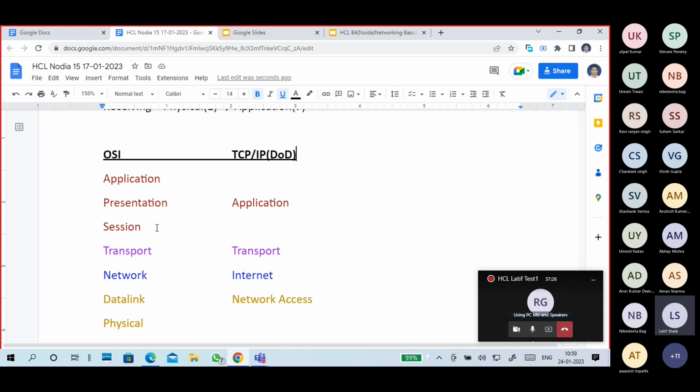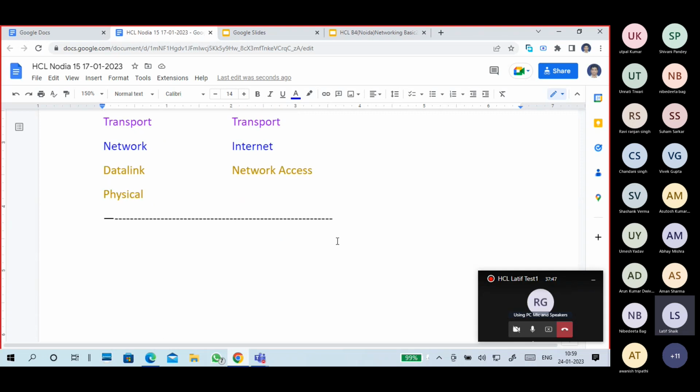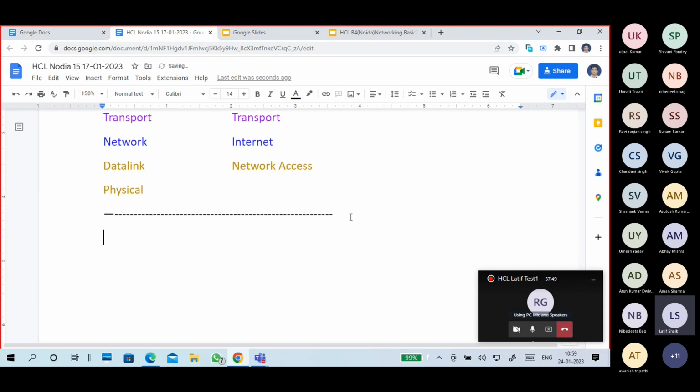Application layer, presentation layer, session layer: these three layers' work is done by the application layer in TCP/IP. These three layers combined are one layer in TCP/IP. Transport layer is transport layer, and network layer is called the internet layer. Data link layer and physical layer come under the network access layer.